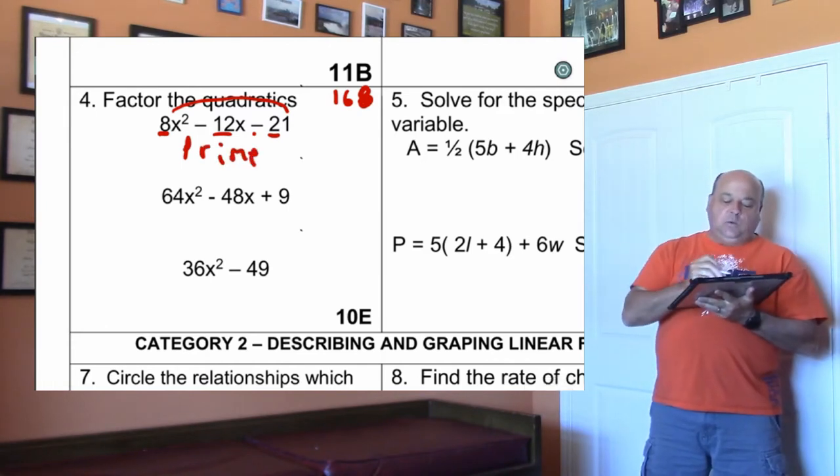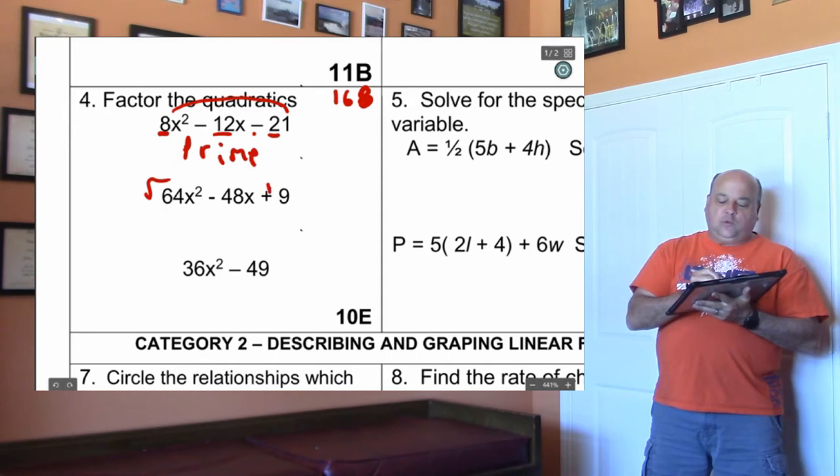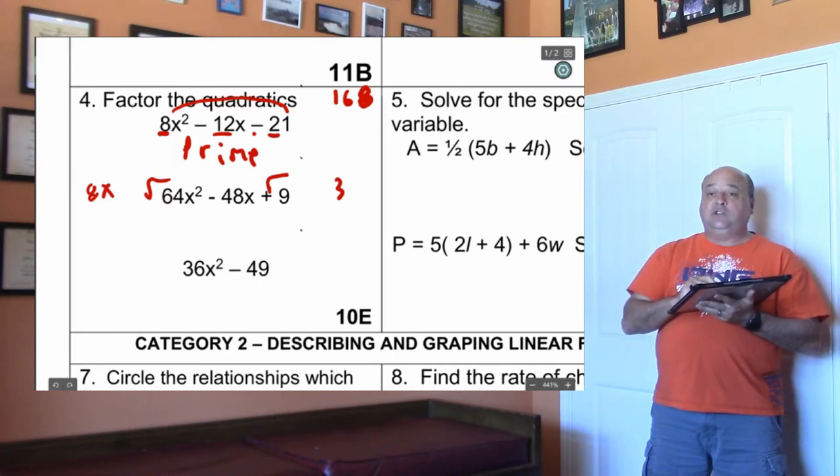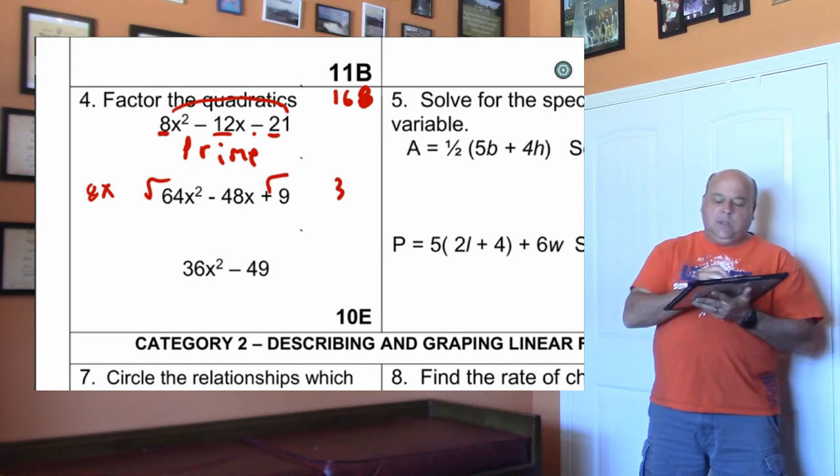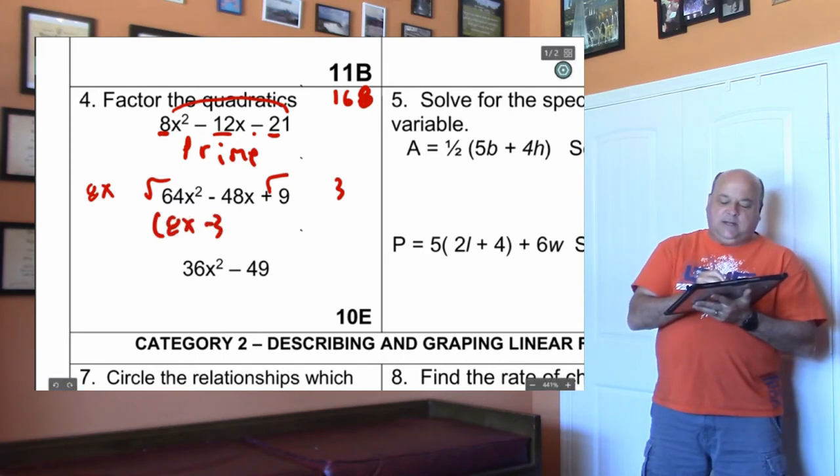Okay, on the next one, square root, they're both squares, right? So write down 8x and 3. What's 8 times 3? It's 24, right? If I double 24, I get my 48, don't I? So this is going to be 8x minus 3 and 8x minus 3.